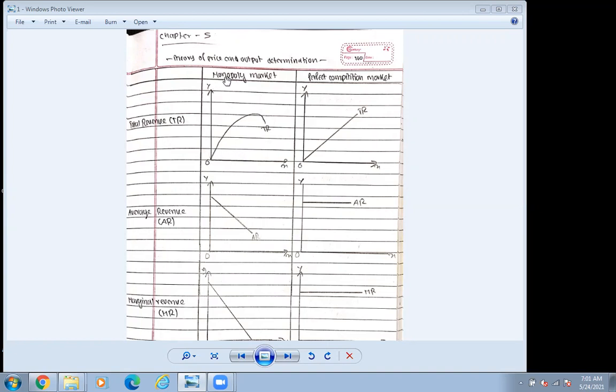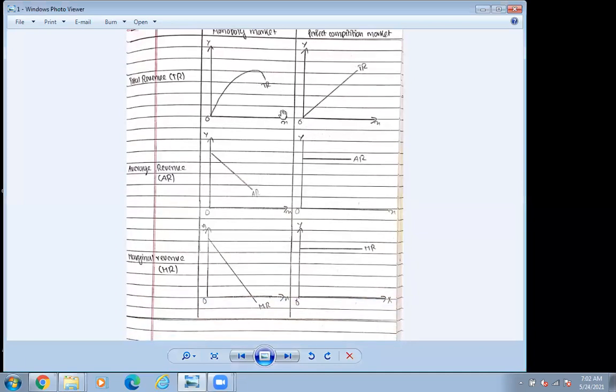In monopoly market, TR, that means total revenue, is curved. In case of perfect competition market, it is going to be a straight 45 degree line. We learned that it slants at 45 degree, right? So the same thing, whatever we learned in chapter 4, we are going to learn over here also. And average revenue is going to be straight in case of perfect competition market.